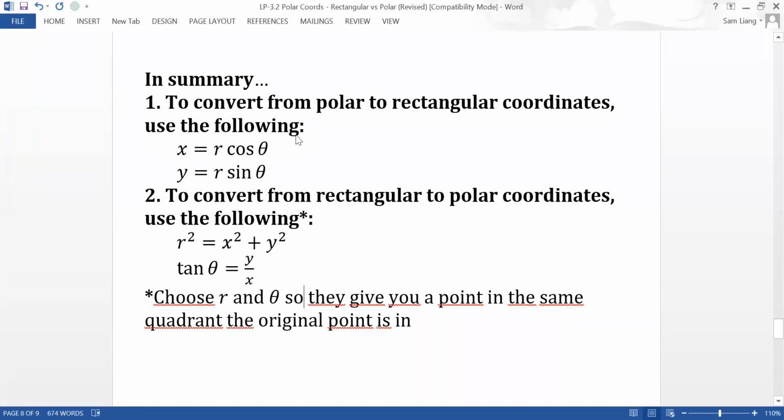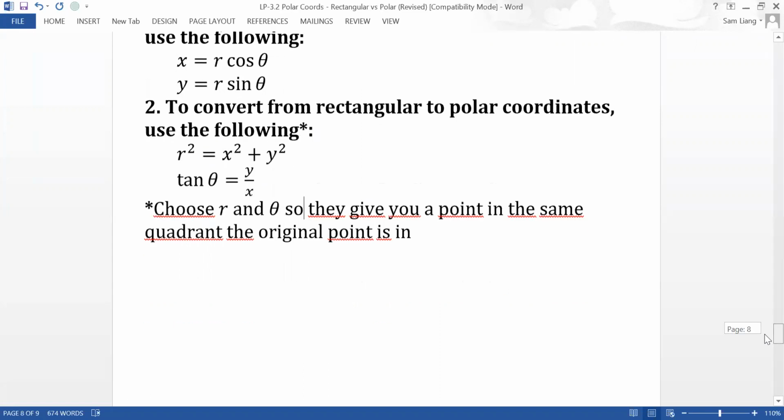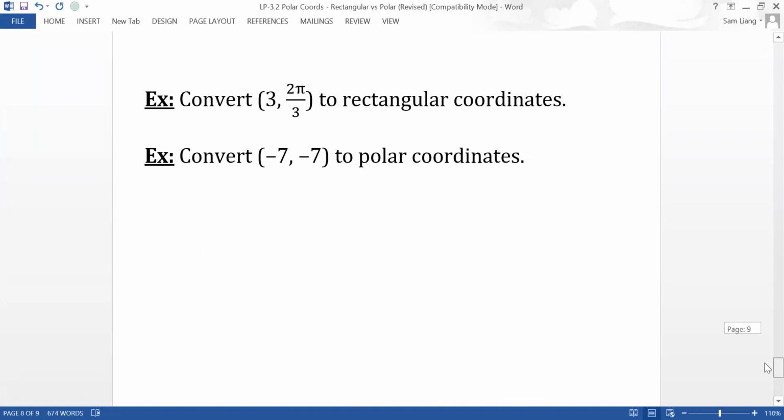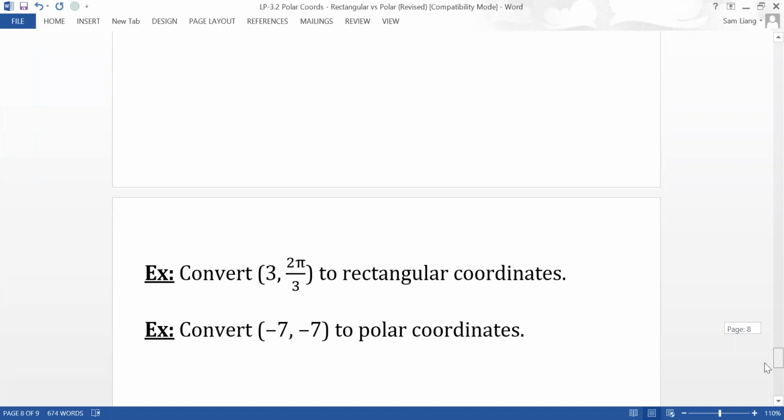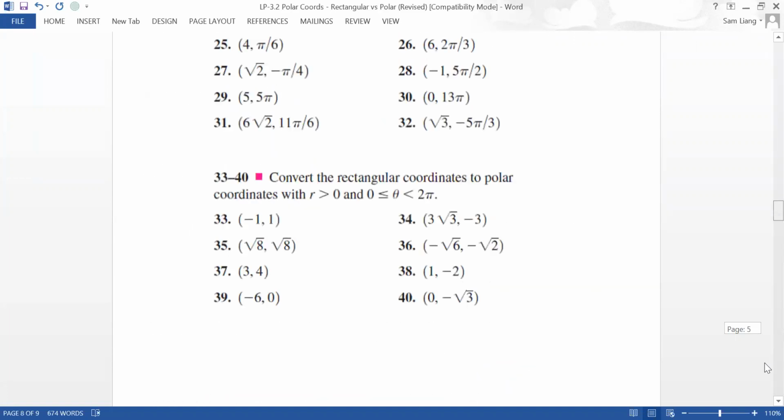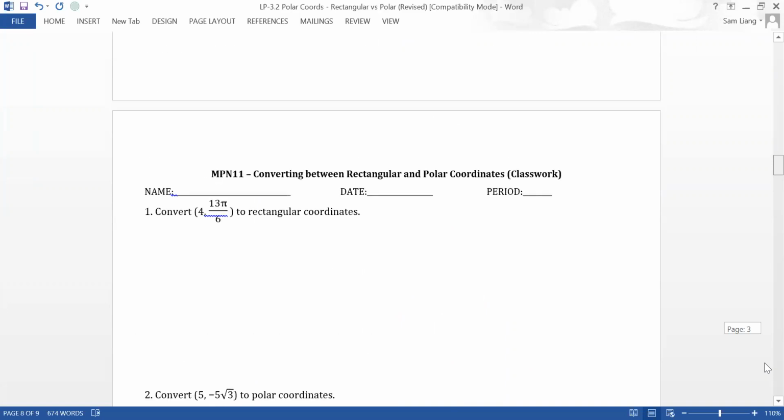All right, does anyone still need to copy this? No? Okay, I'm going to move on then. I believe the next slide is an example. Just 2 questions and then we're done for the lesson.